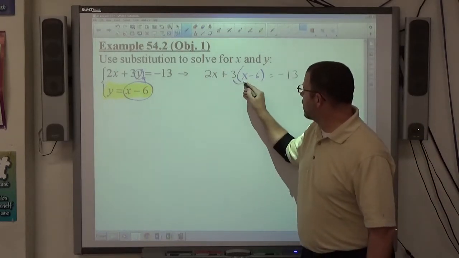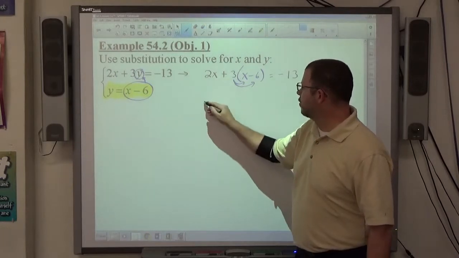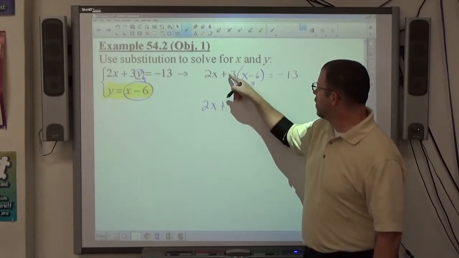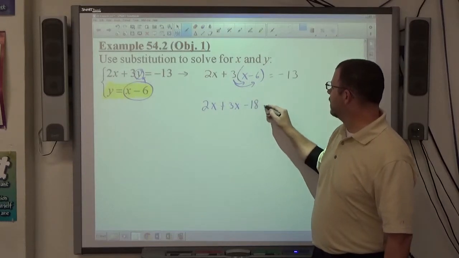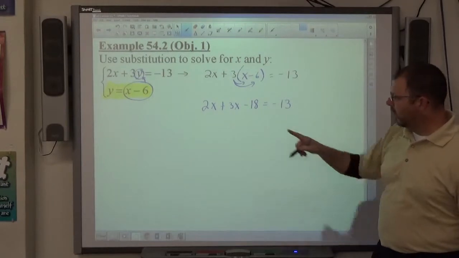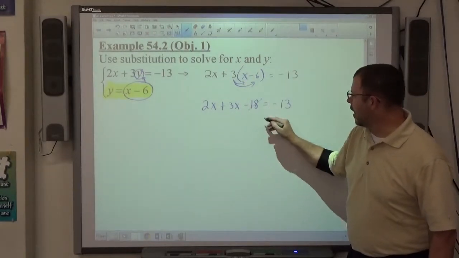So this is a distributive property happening here. So 2x is just hanging out. 3 times x is going to be plus 3x. 3 times negative 6 is negative 18. Negative 13 is over here. And these are both x's, that isn't, so I'm going to move the 18 over here.